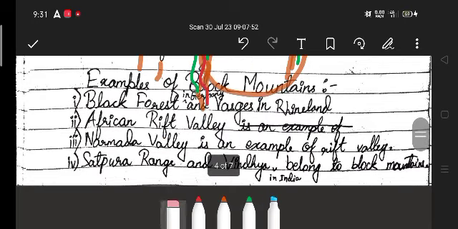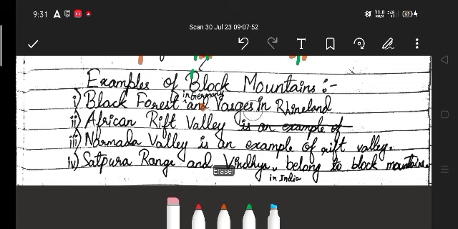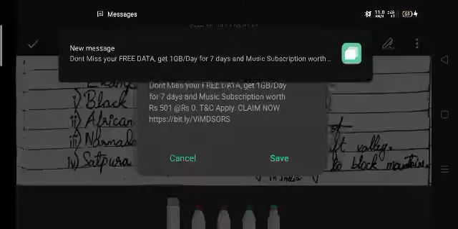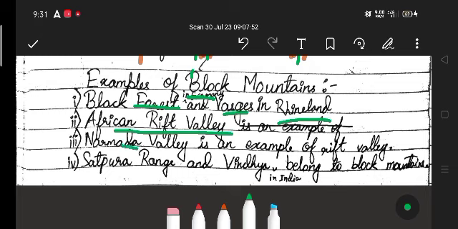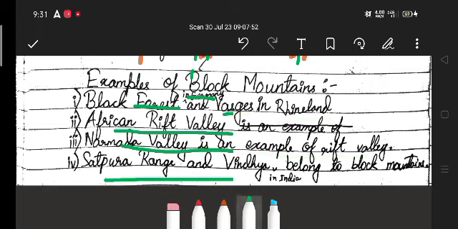Examples of block mountains: the Black Forest in Germany, the Vosges in Rhineland, the African Rift Valley, and the Narmada Valley is an example of a rift valley. The Satpura and Vindhya Range in India belong to block mountains.